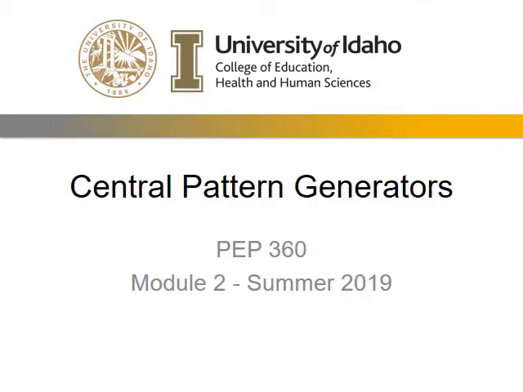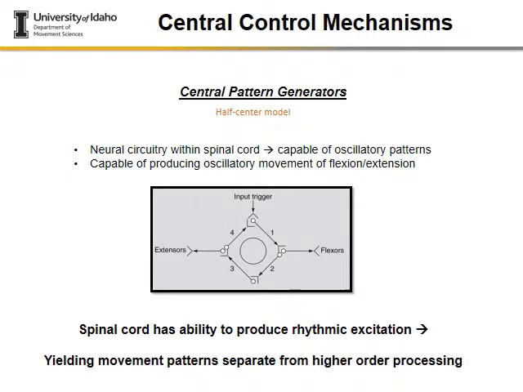If the question becomes, then, how do we utilize the lack of sensory input to create these movement patterns? We look at this idea of central pattern generators. What we're going to look at is a neural circuitry located within the spinal cord. This takes us back to that idea earlier when we talked about the interneurons within the spinal cord. These central pattern generators, what we call CPGs, within the spinal cord are capable of creating oscillatory patterns. And what that means is they're very cyclical in motion.